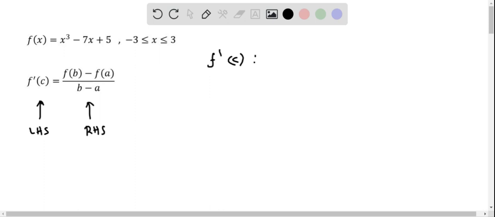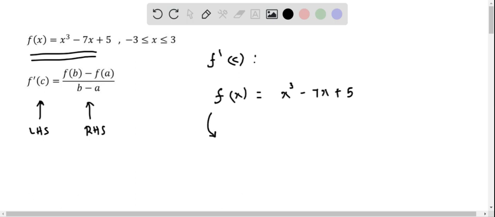For this we have to take this function f of x, find its derivative and replace x by c. So let me copy the f of x. This f of x equals x cube minus 7x plus 5. Now let me differentiate both sides with respect to x. Differentiation of f of x is f prime of x, and this is equal to, we have to utilize the power rule of differentiation to differentiate each term.